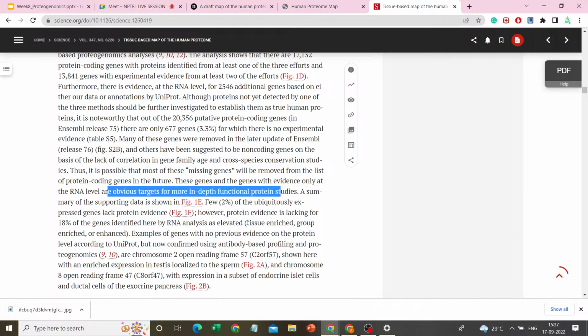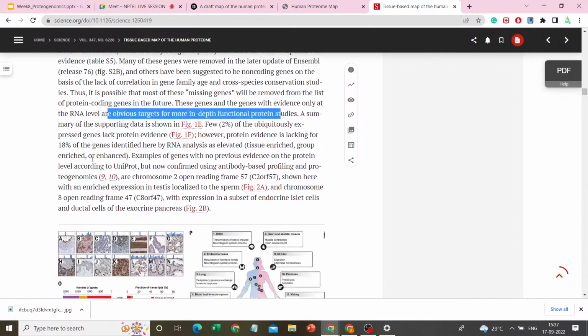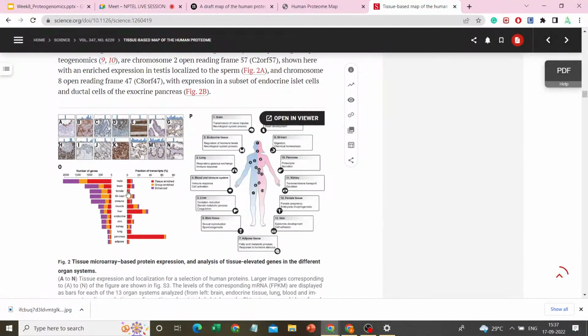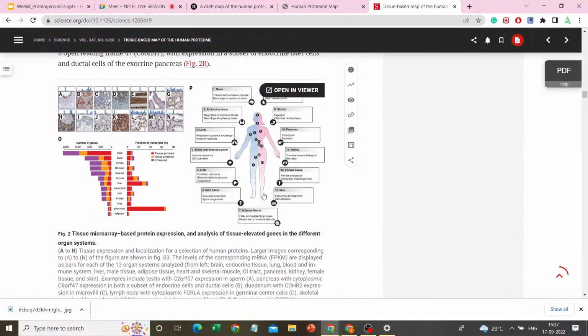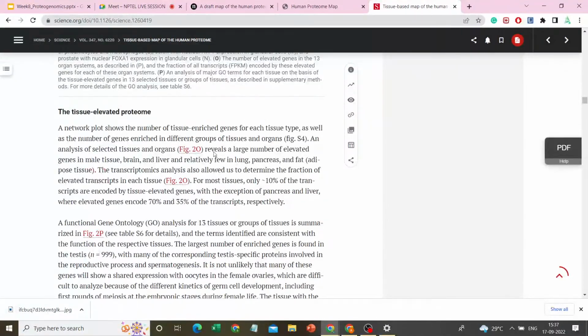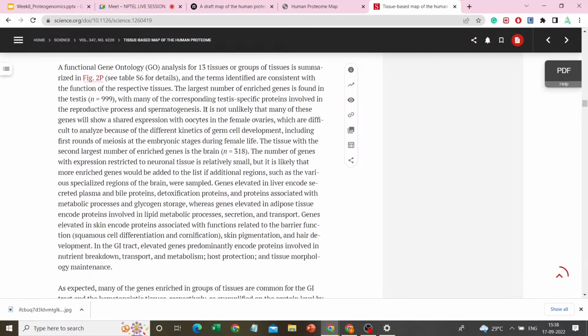So those genes for which we have evidence at the transcript level, but which could not be identified at the proteome level by antibody-based or mass spectrometry-based approaches, should be obvious targets for functional protein studies. You can find the summary of the supporting data, the number of genes, the fraction of transcripts, and those tissues. So the tissue-elevated proteome, the number of tissue-enriched genes. There are some genes that are enriched for a particular tissue.